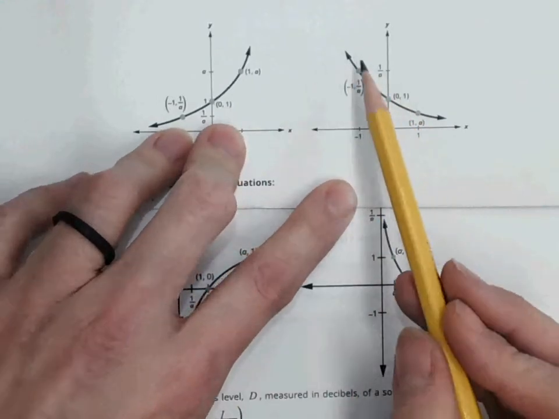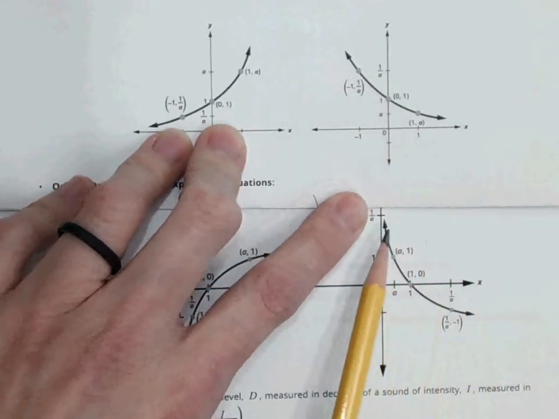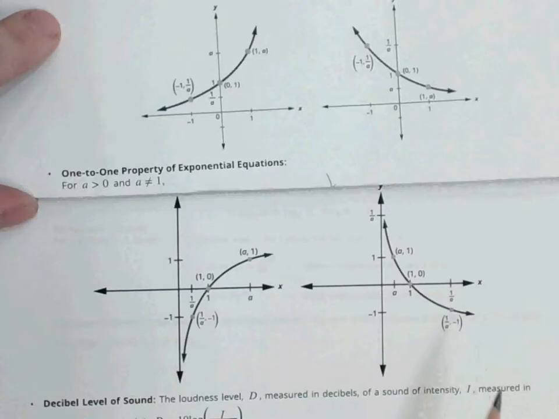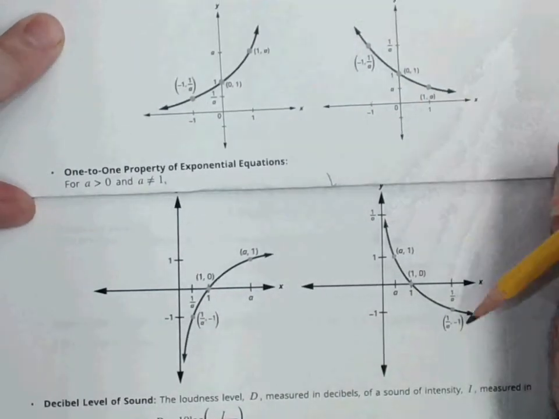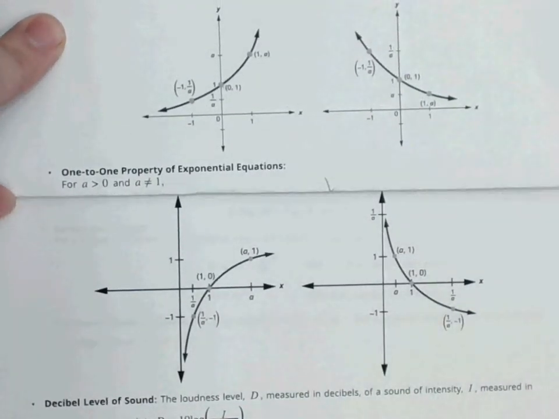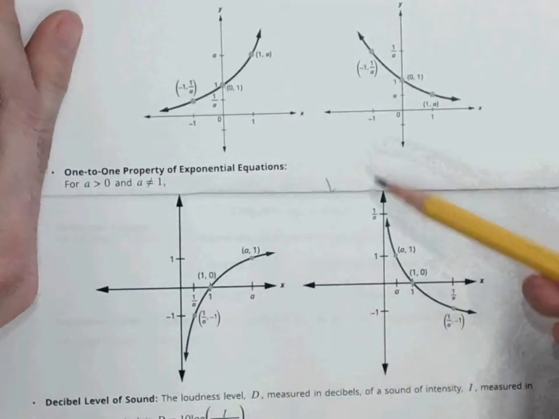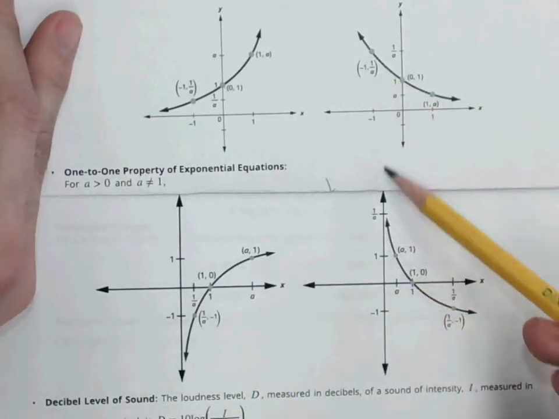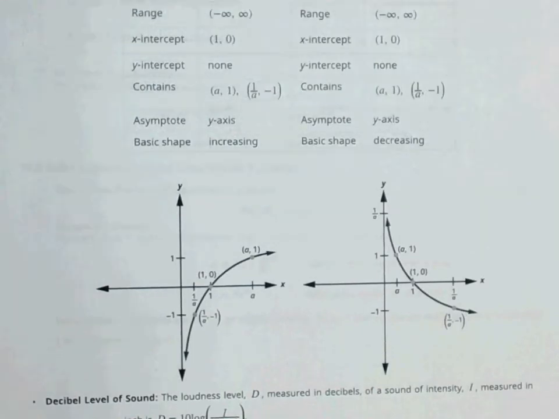This one, where my base is a fraction, it's decreasing. Here, it's very similar. It works very similarly, it just is a reflection. So instead of going one way, it's going the other. That probably did not make much sense.